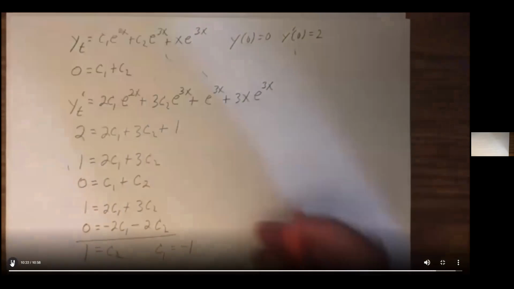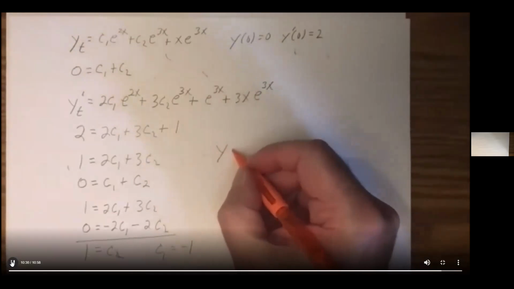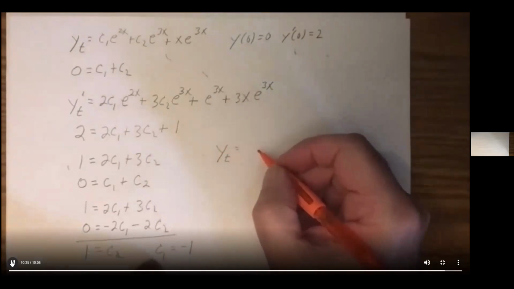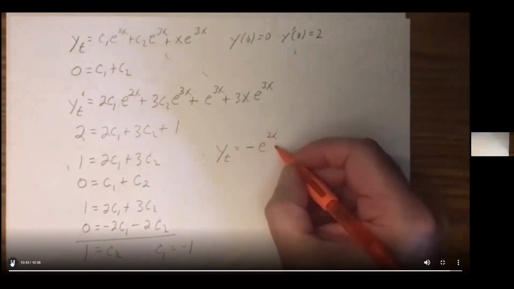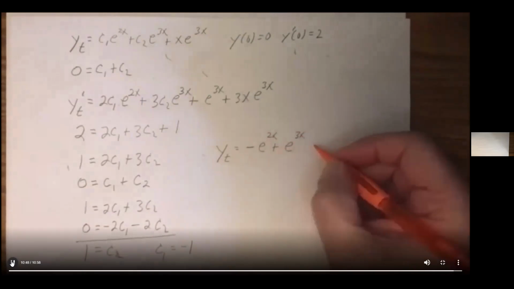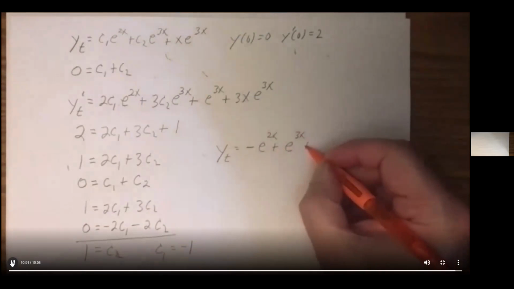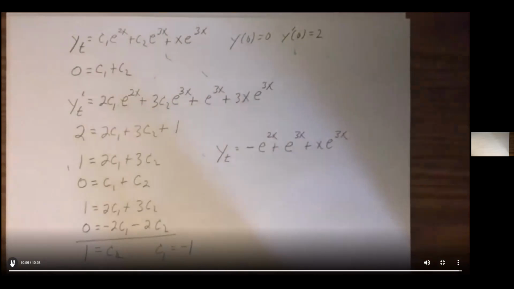Okay, so my final answer that solves the differential equation with the initial conditions is that y is equal to minus e to the 2x, since c1 is minus 1, plus e to the 3x plus x e to the 3x. So that's it. That's our answer.